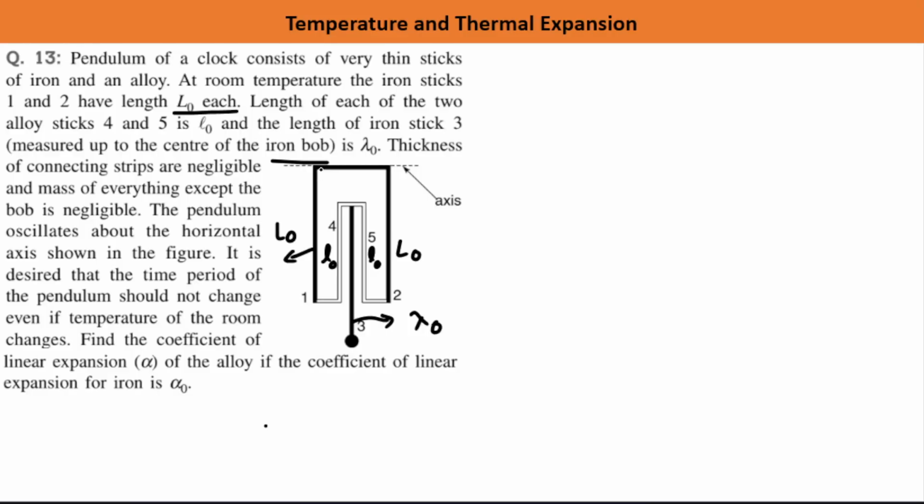It means these strips are just linear. They don't have any area. Okay. And mass of everything except the bob is negligible. So there is only mass concentrated here in the bob, right? The pendulum oscillates about the horizontal axis shown in the figure. So this is the axis around which this pendulum will oscillate. And it is desired that time period of the pendulum should not change, even if temperature of room changes. So we have to keep time period what?